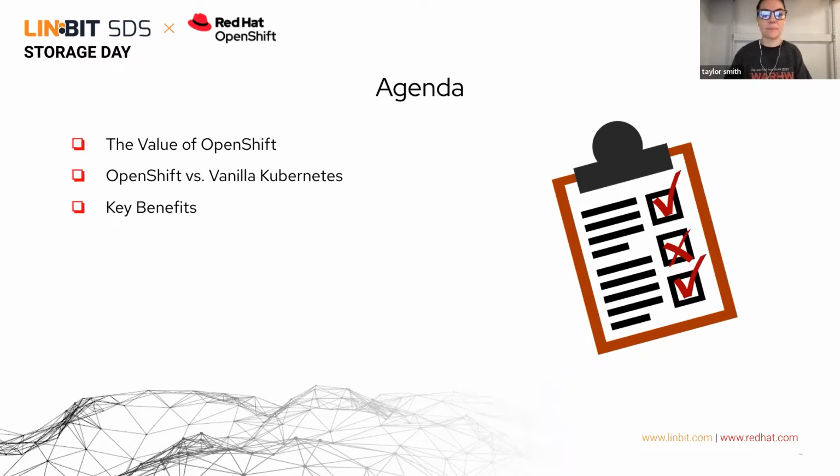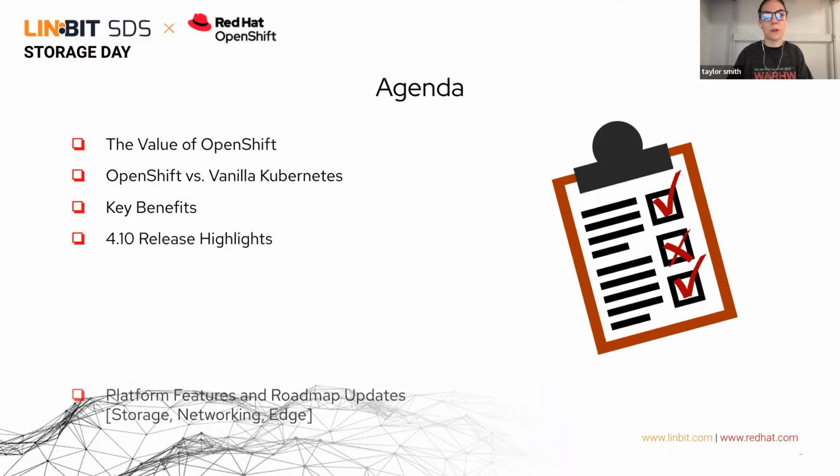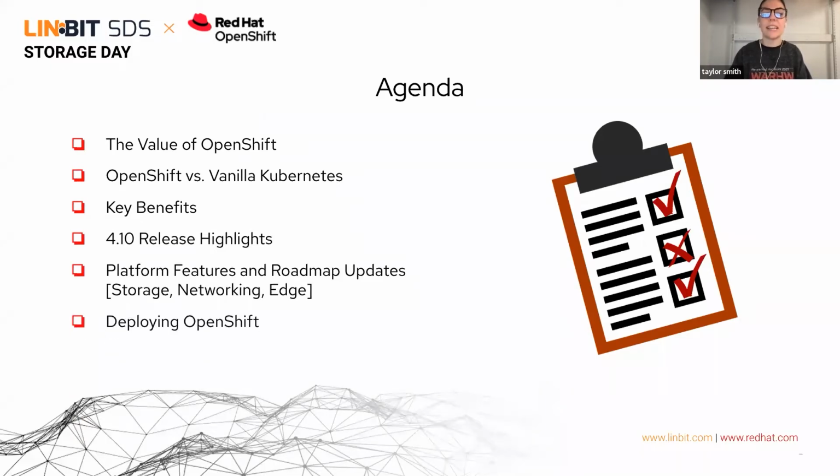initiative at Red Hat. So after going over the general benefits of OpenShift, I'll dive into some of the highlights of our latest 4.10 release, as well as highlight some key features of the platform. And then finally, I'll end with OpenShift deployment options and a summary of Red Hat's product portfolio that complements OpenShift.